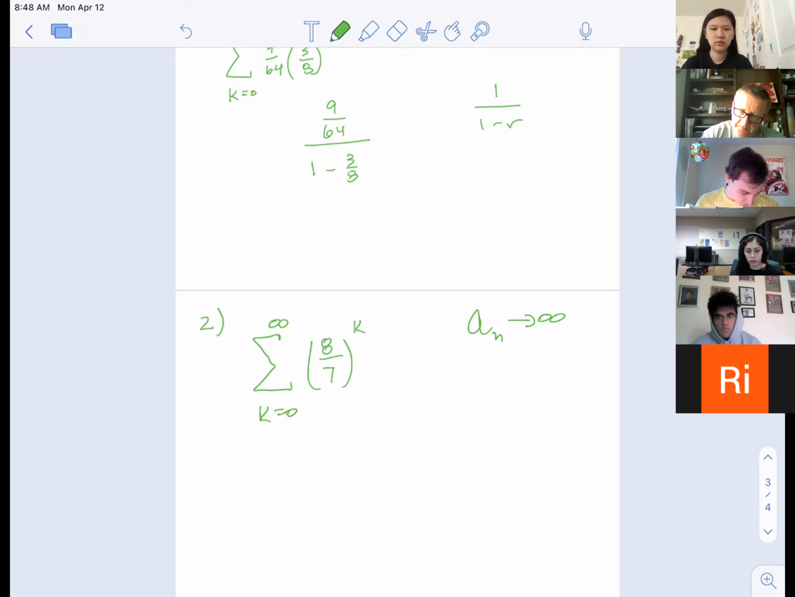Interesting question. What if we started somewhere else? What if we didn't start at 0, but we started way out there at 1,000? Does that help? Now does it converge? Doesn't make any difference. Really doesn't make any difference where you start. The terms are getting bigger no matter where you start. 8 over 7 to the 1,000th power is probably a pretty huge number. So you're just starting at a larger number. So that doesn't actually really help.